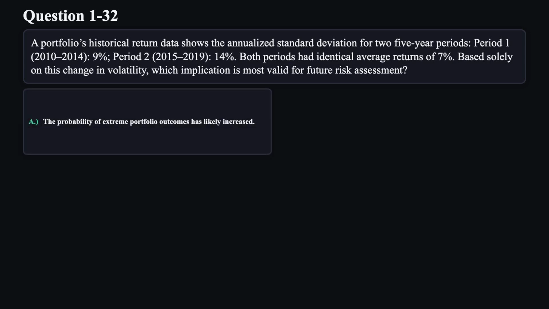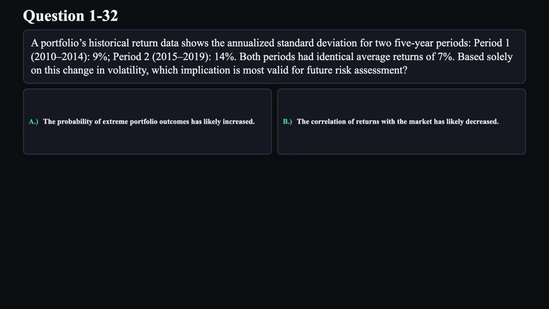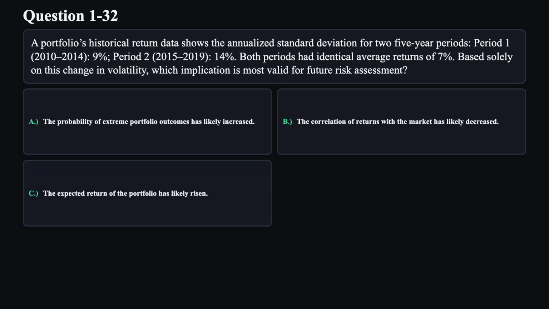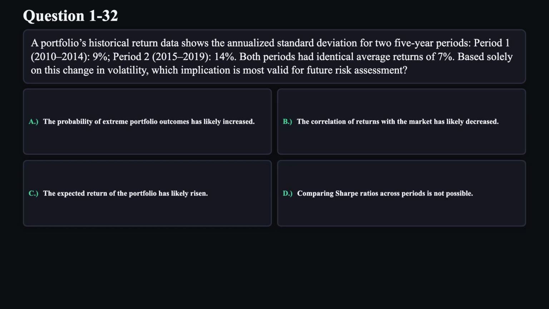A. The probability of extreme portfolio outcomes has likely increased. B. The correlation of returns with the market has likely decreased. C. The expected return of the portfolio has likely risen. D. Comparing Sharpe ratios across periods is not possible.